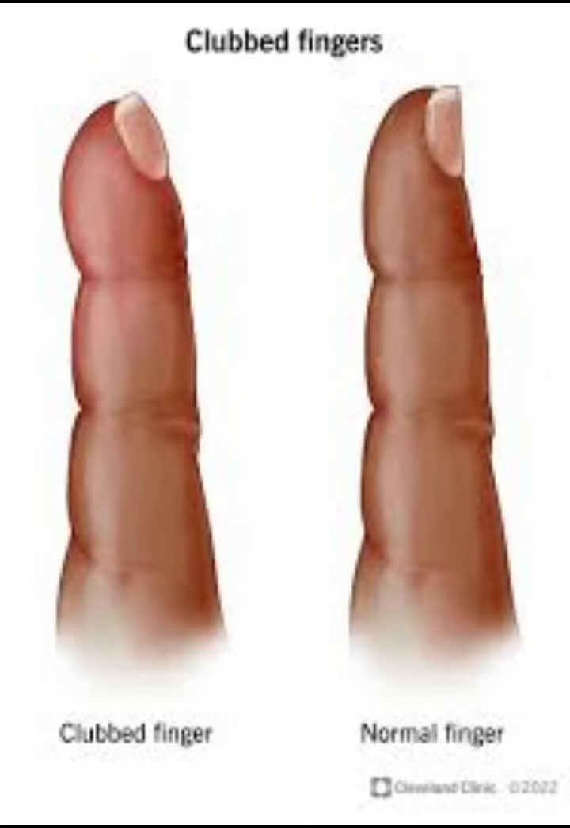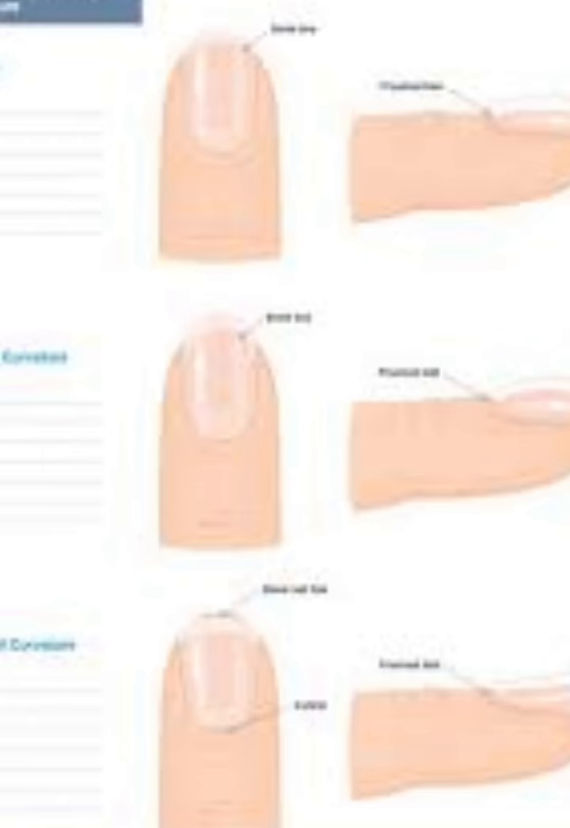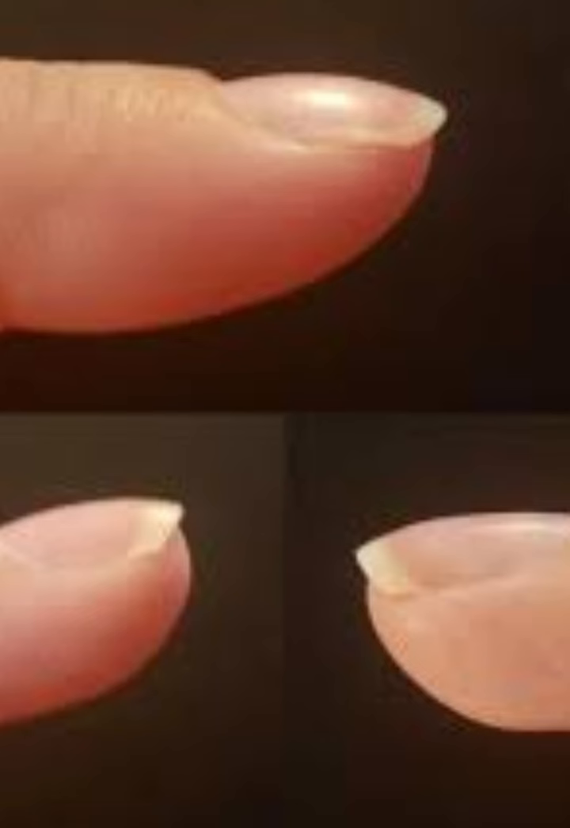So this is the picture of the normal finger on the right side, where the angle between skin fold and nail bud is preserved, while on the left side, the angle is obliterated, which is a clubbed finger. Then there is another picture in which there are different grades of clubbing. The lowermost picture is of a normal nail. In the second, the angle is a little bit obliterated, and in the third it is completely obliterated. So these are the grades.